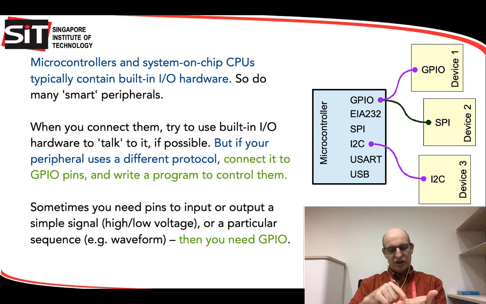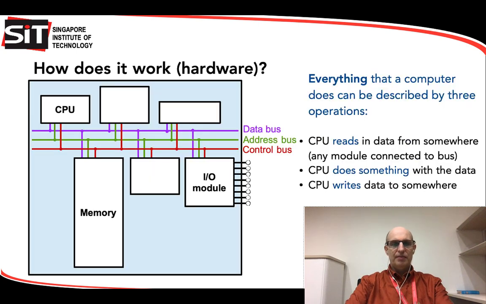Or you have a switch, you want the microprocessor to input data from whether the switch is pressed or not. You just need to connect the switch to a GPIO pin and sense whether the switch is pressed, the pin is low or high, and the switch is not pressed. Sometimes it's just very simple. So how does this work in hardware?